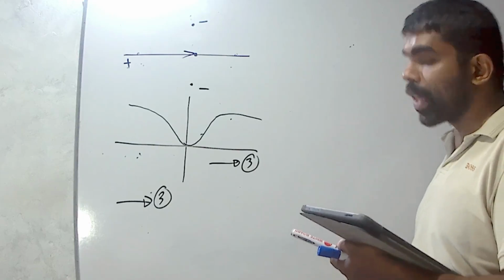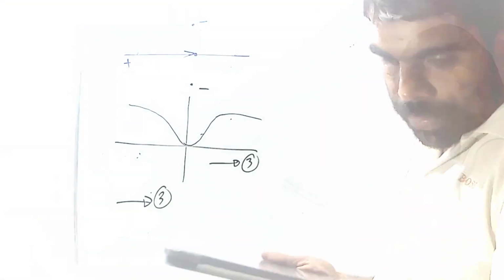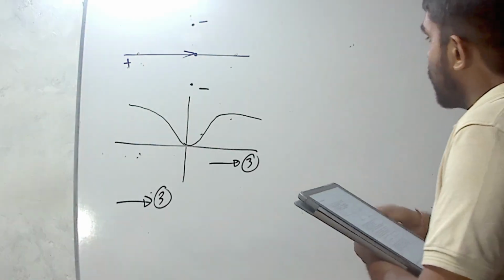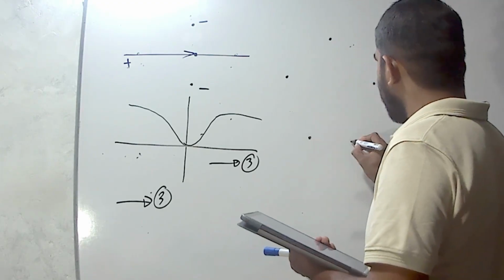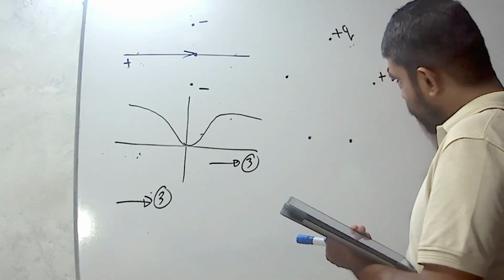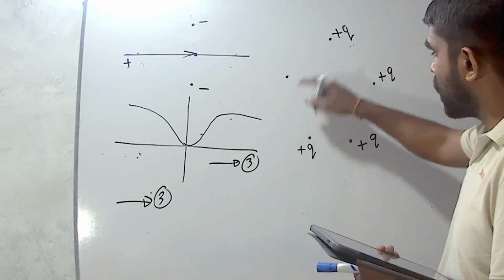Yes, it is also correct. 4 particles each having charges of plus q are placed on 4 vertices of a regular pentagon as shown in the figure. The distance from center O of the pentagon to vertex is a. The electric field intensity at center of the pentagon is. There are 4 charges. It is a regular pentagon. There are 4 charges, plus q, plus q, plus q, plus q, and there is no charge at this stage.